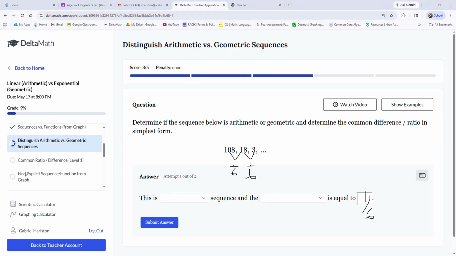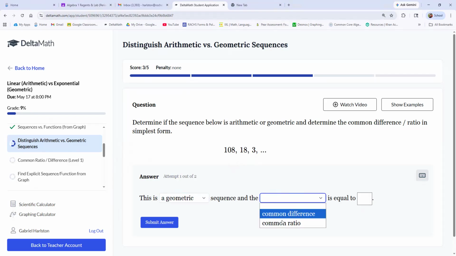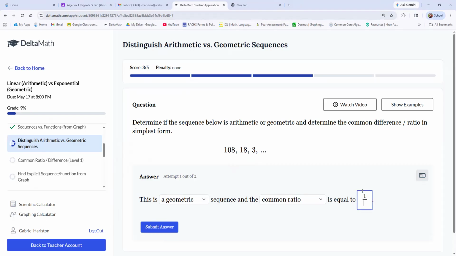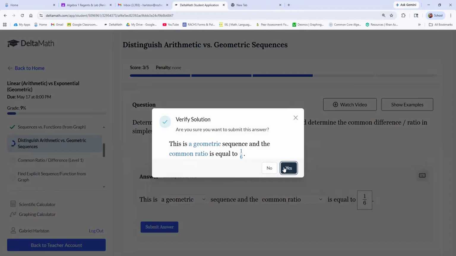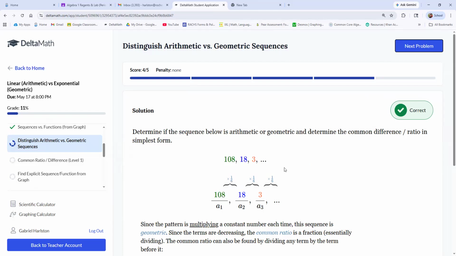So let me erase all of this and enter. This is a geometric sequence. The common ratio is equal to 1/6. It's going down. And I think that's enough. That's about 7 minutes of problems. Okay, I think that's it.